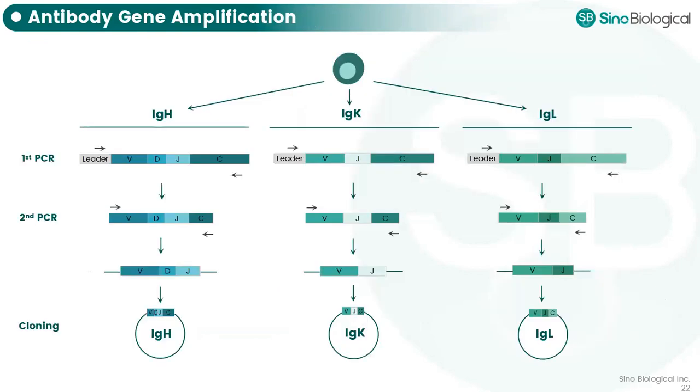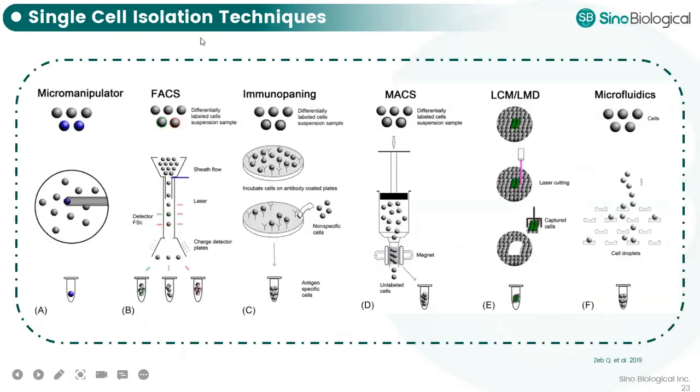And then we will do the antigen gene amplification after two rounds of PCRs, and we will clone the heavy chain and light chain sequences into the expression vector for the further recombinant expression procedures. So definitely you can use other methods which are listed here for the single cell isolations. There are a lot of references available to describe all types of single cell isolation techniques.